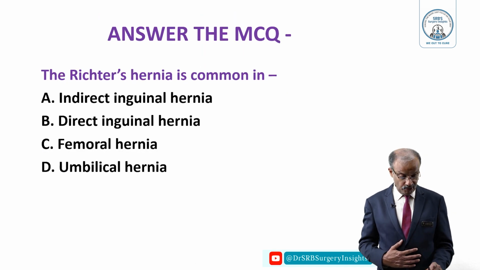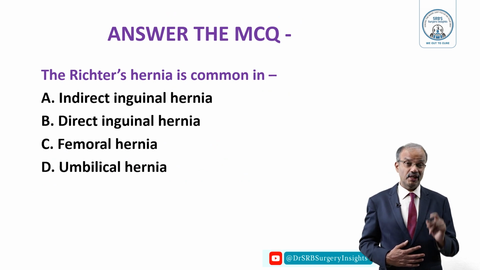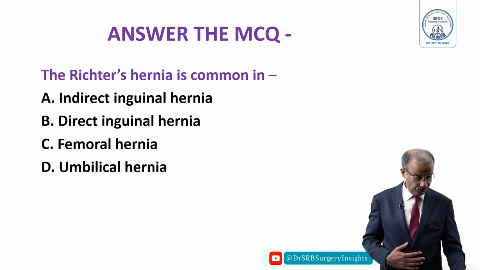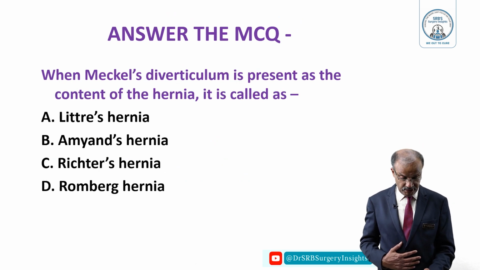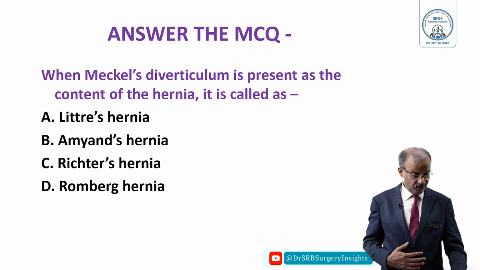So answer the MCQ. Richter's hernia is common in: indirect inguinal hernia, direct inguinal hernia, femoral hernia, umbilical hernia. Put the right answer in the comment box. I will get back to you for the answer later. Second question: when Meckel's diverticulum is present as the content of the hernia, it is called A, Littre's hernia, B, Amyand's hernia, C, Richter's hernia, D, Rommberg's hernia. Find out the right answer. I will give the answer later.